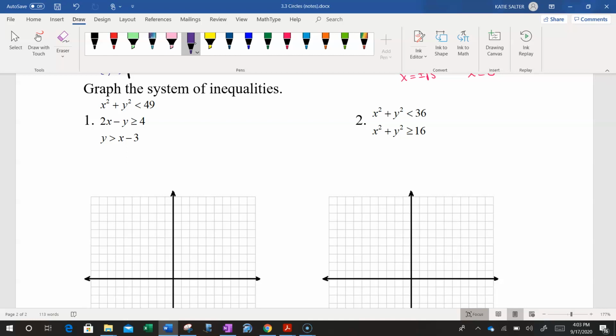I know it says less than, but we're going to be graphing a circle. The next 2 are linear inequalities. Now the first thing you're going to need to do is on that second one, solve it for y. So go ahead, pause the video and do that now.